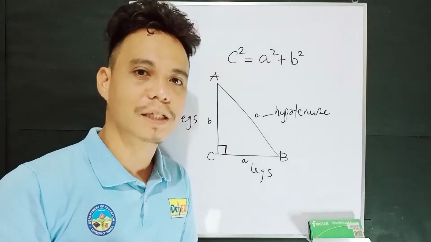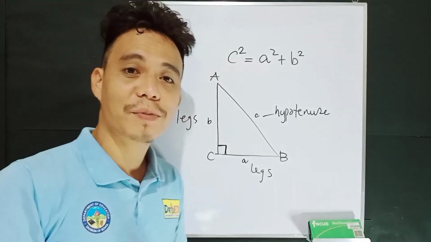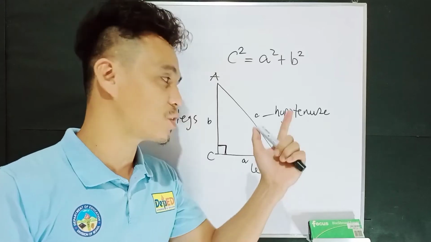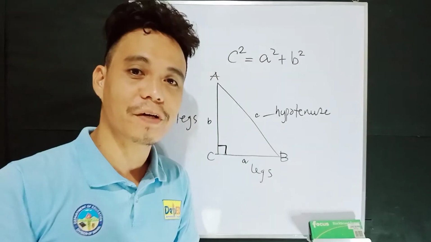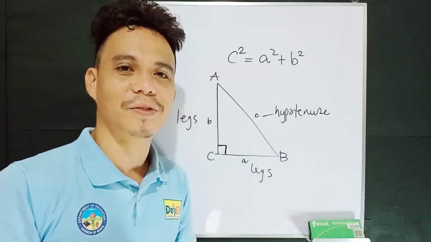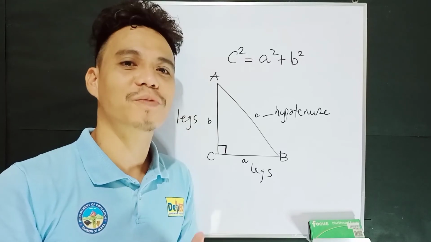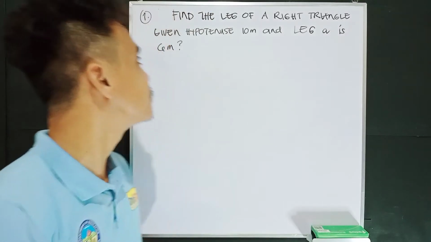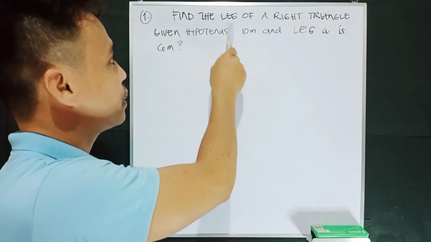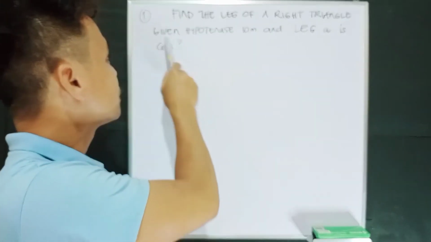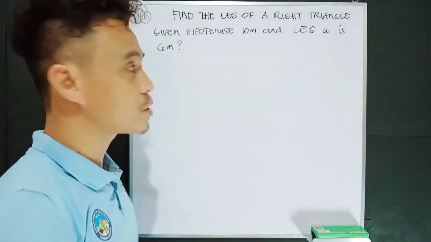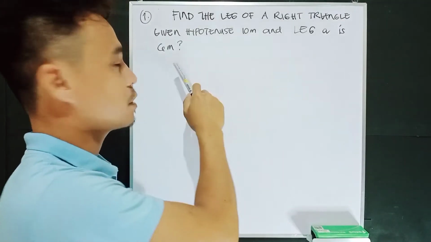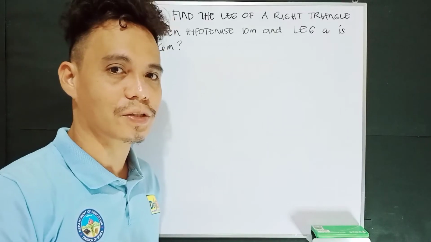So, saan po natin ginagamit ito? Ginagamit natin ito sa pag-compute ng measurement ng legs of a right triangle. Okay? So, let's have some examples. Now, let's try example number 1. Find the leg of a right triangle given hypotenuse 10 meters and leg A is 6 meters.